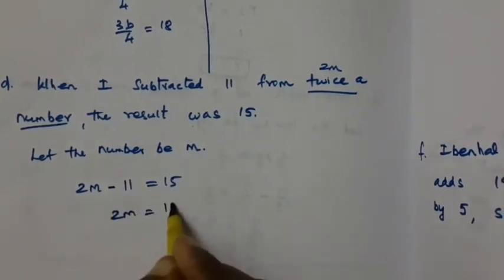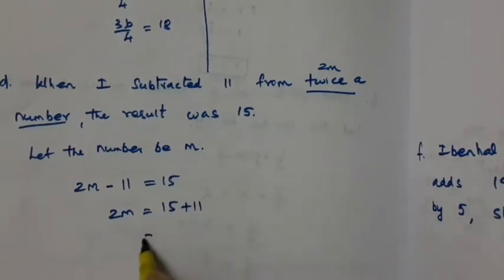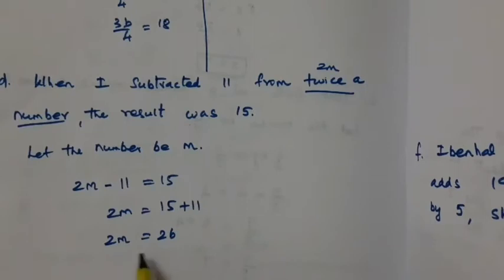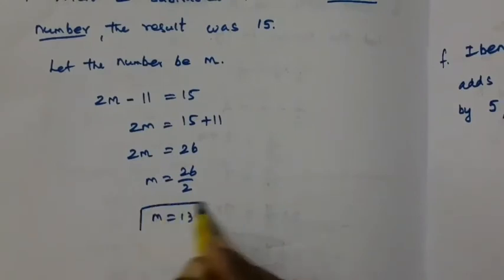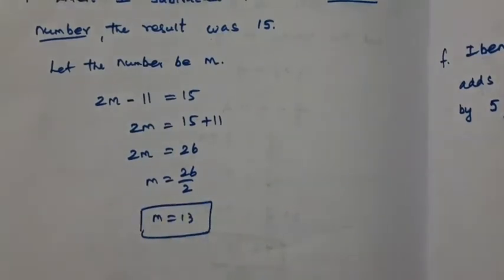So 2m equals 15 plus 11. Here 2m equals 26. So divide by 2 on both sides. m equals 26/2. So m equals 13. m equals 13 is the answer.